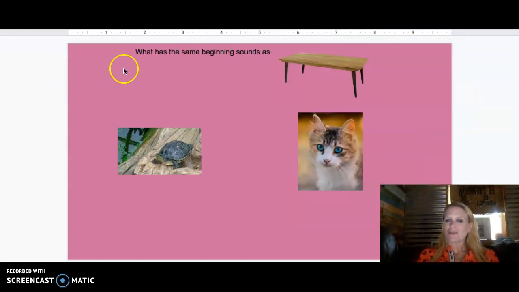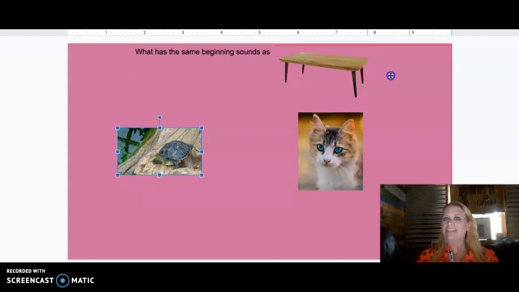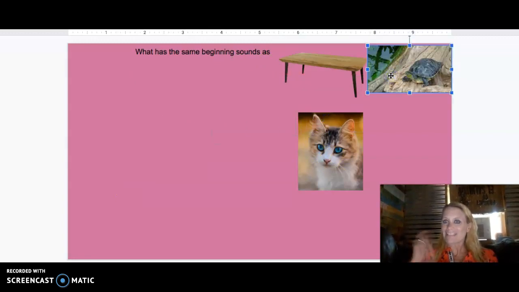Okay, let's try this one. What has the same beginning sound as table? Turtle or cat? Table. Turtle and table have the same beginning sound. Did you get it? Yes.